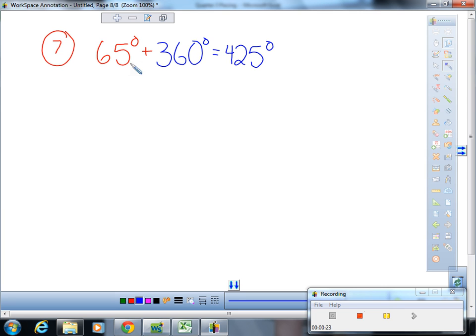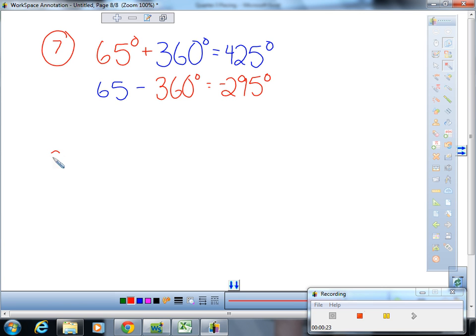It says it also wants a negative answer. So there you'd do 65 minus 360 degrees. And that's going to be negative 295 degrees. Okay? So, to find coterminal angles, we add 360 or subtract 360. Sometimes we have to add 360 twice or 3 times. It doesn't matter. Just keep rotating them.